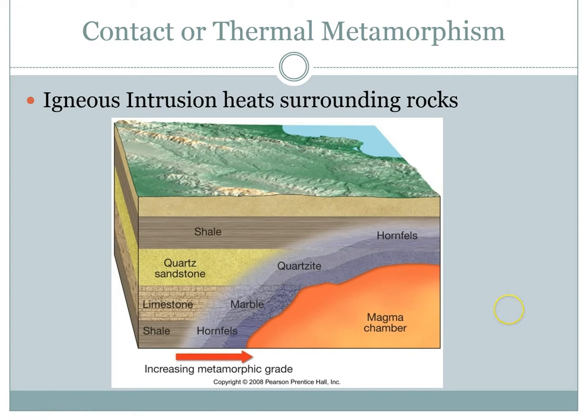So in this case, the agents of metamorphism that are important are obviously really high heat, and because intrusions have lots of fluids, you also have high fluids. But there's very little extra pressure, so pressure really isn't a key here. So in this case, you're likely to not have any foliated rocks.